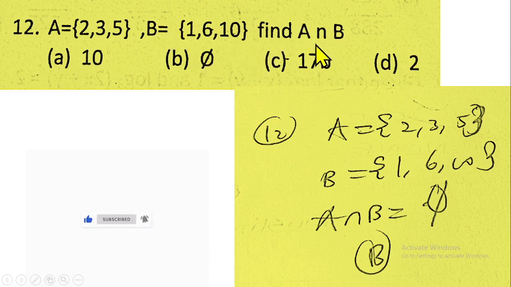You have to find A intersection B, which means that we have to find the element that is common to set A and set B. But you can see that there is no element that is common. So technically, A intersection B is empty. So it's the empty set. So option B is the correct option for question number 12.